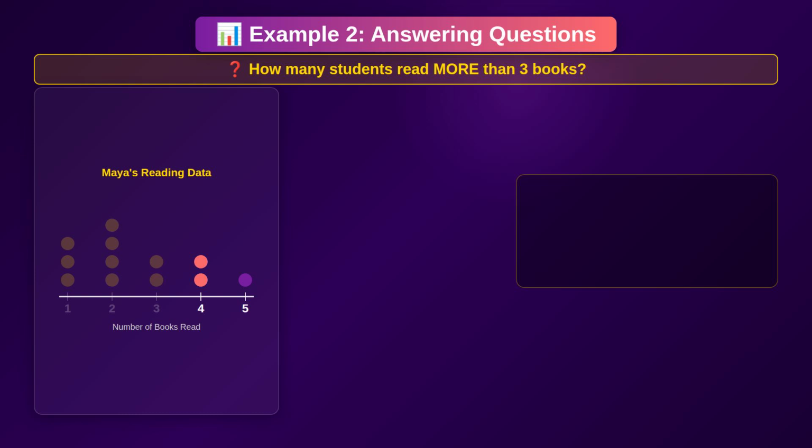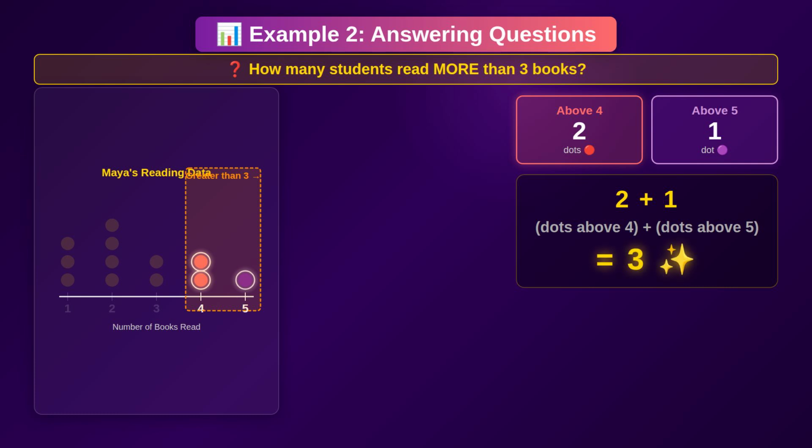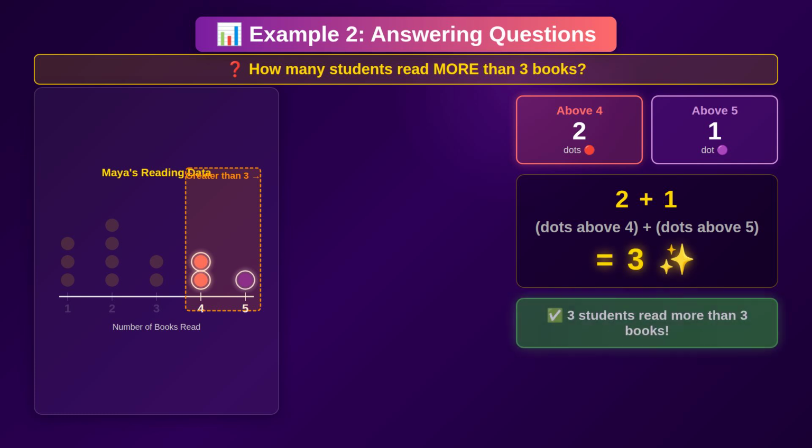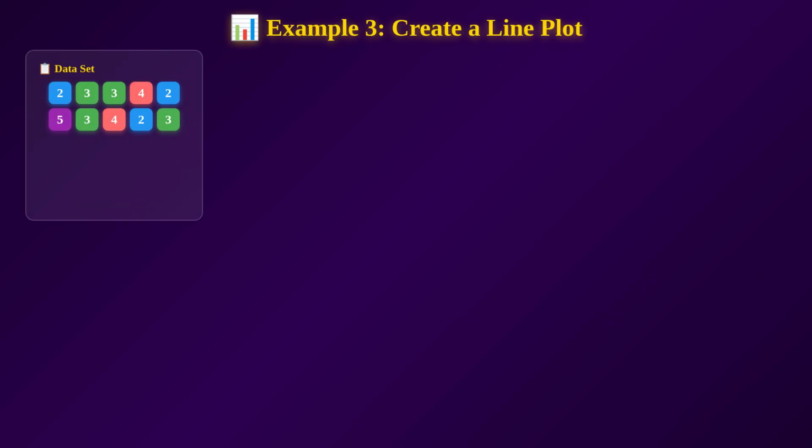Now let's answer a trickier question using the same line plot. How many students read more than 3 books? More than 3 means we only look at the values 4 and 5. Above the number 4, we have 2 dots, and above the number 5, we have 1 dot. So the answer is 2 plus 1, which equals 3 students. See how the line plot makes it super easy to just look at part of the data? You don't have to reread the whole list. The visual does the work for you.